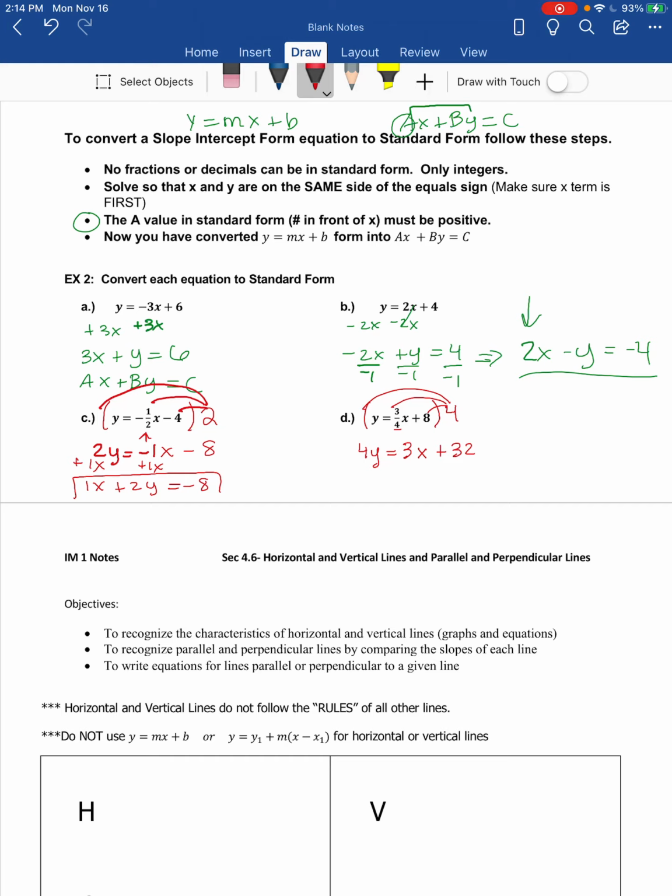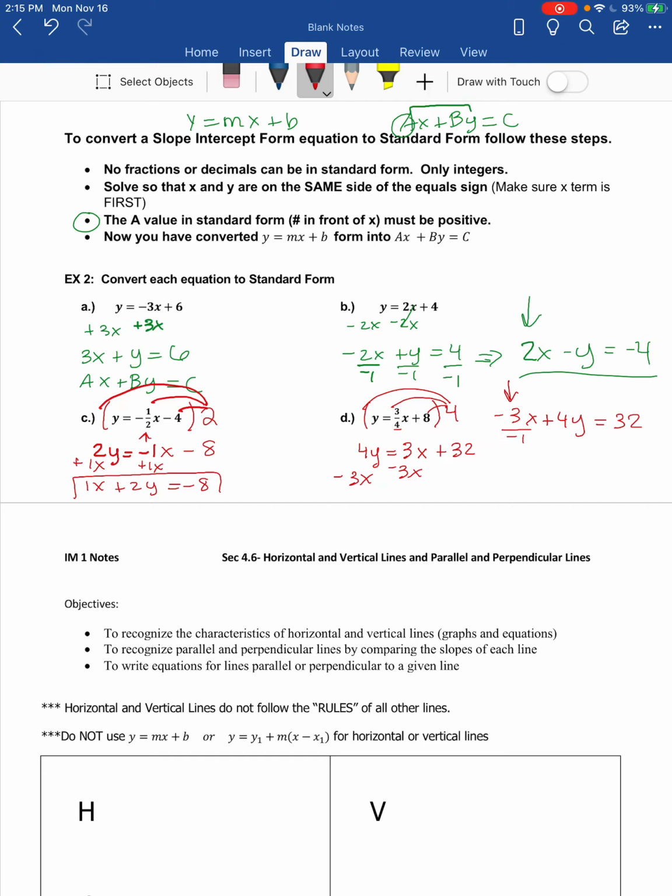Now the fractions are gone, but our x term is not first. Our x and y's need to be on the same side. So we'll subtract 3x from both sides. Put your x term first for standard form. So negative 3x plus 4y is equal to 32. So now our x term is first. There's no fractions, but our a value is negative 3.